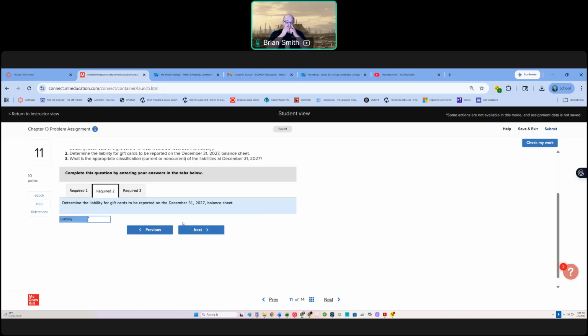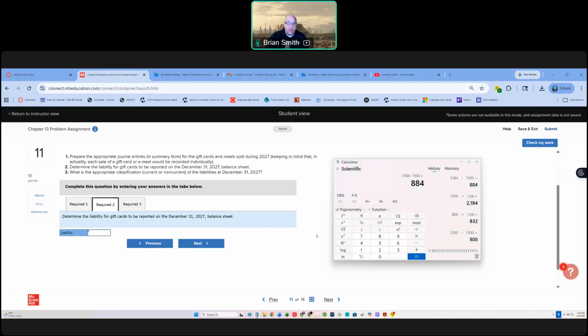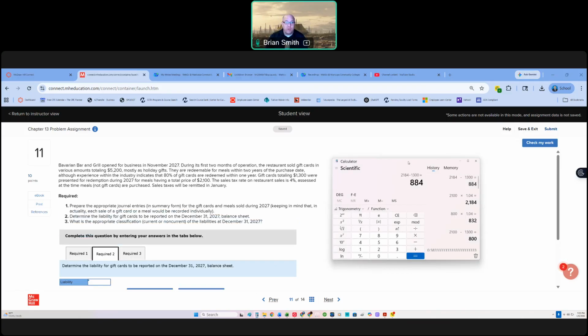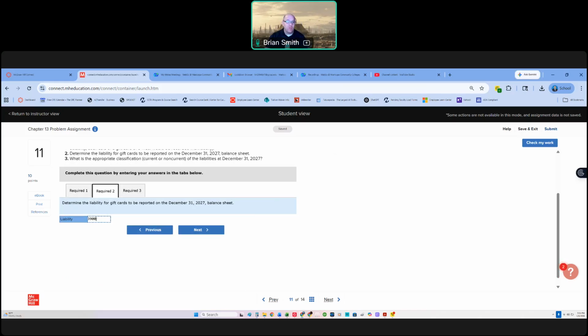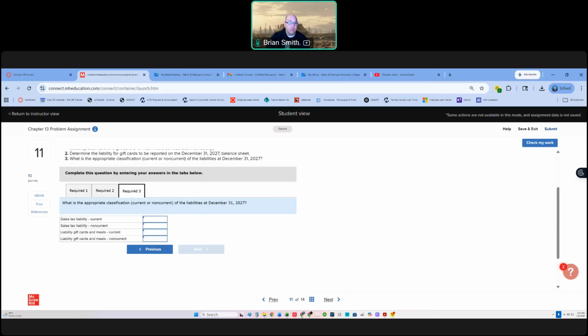Requirement 2, determine the liability for gift cards to be reported on the December balance sheet. That's easy, we just subtract what we had out of there. 5,200 minus 1,300. Oh, hold on a sec. Maybe there's something about the 2 years: 80% are redeemable within 1 year. So we can do 39 as the liability, because it's within a year.